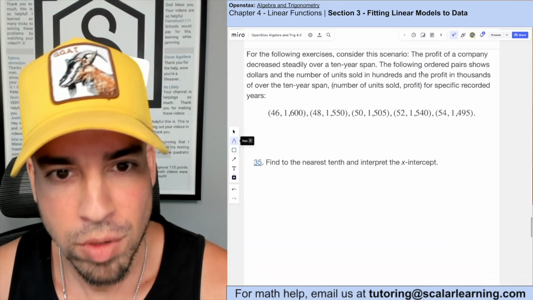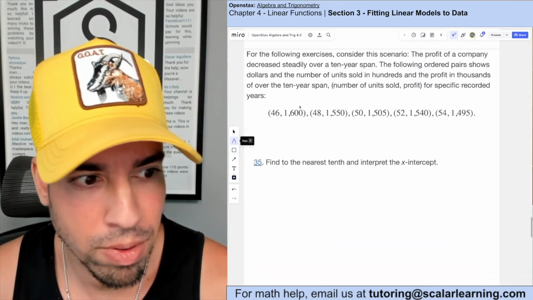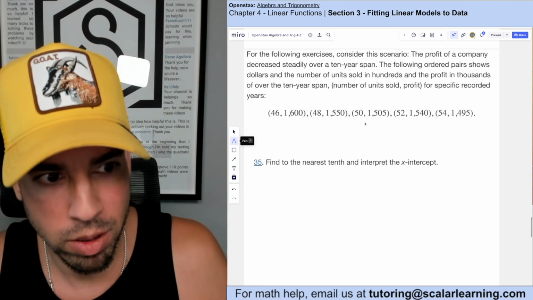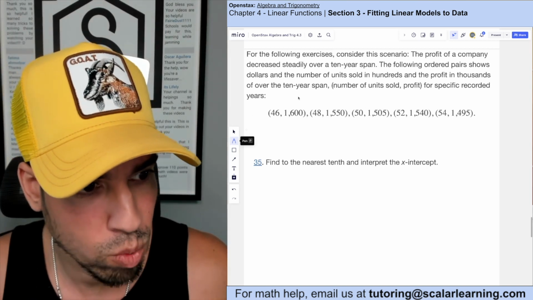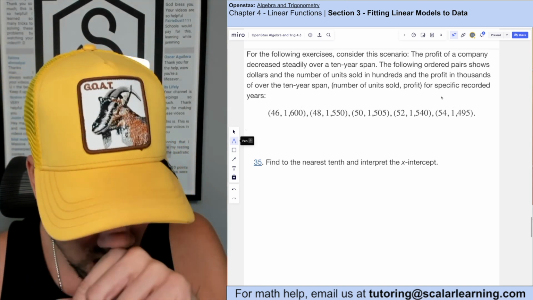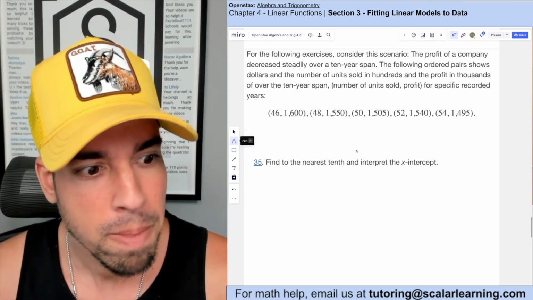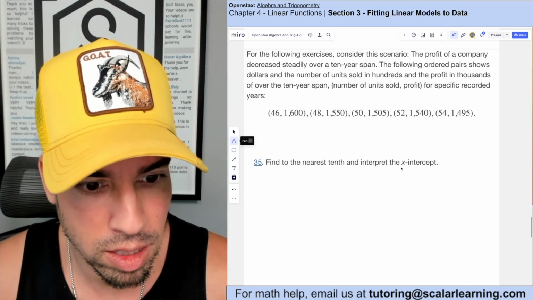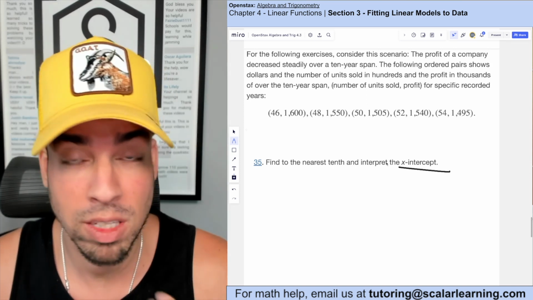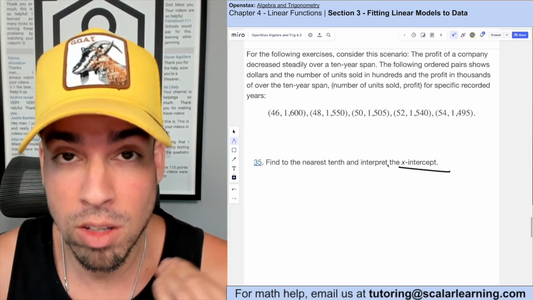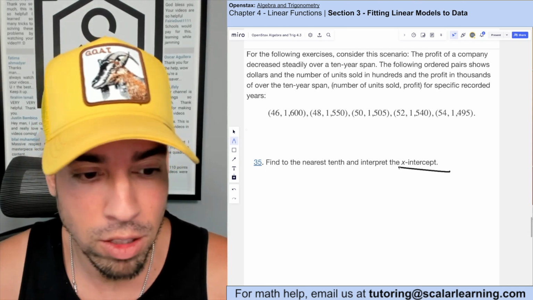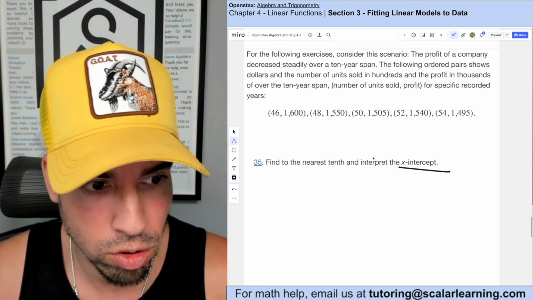Boom, done. So for this question, we're looking at the profit over a 10-year period, right? And we're seeing the profit, the y values, kind of dwindle, kind of drop. So what we're going to do is create a linear regression model using these data points, and then find the x-intercept to the nearest tenth. And the x-intercept occurs when the function value is set to 0, aka y is equal to 0. So let's do that now.